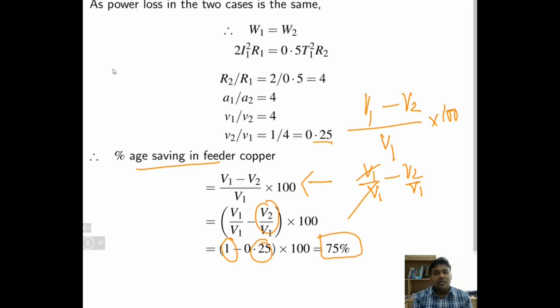So it means that when we increase the voltage from 200 volts to 400 volts for the same system, we are having 75% saving in the copper. So this completes problem number 1.